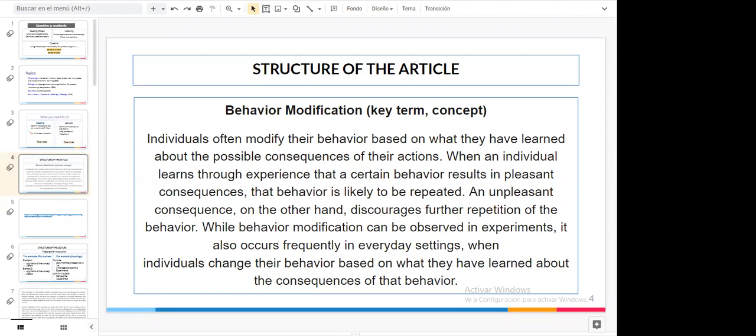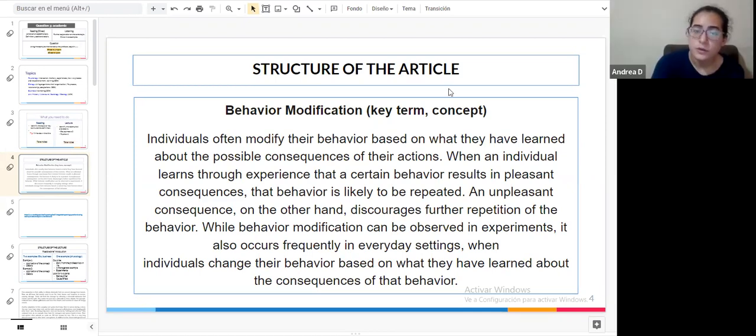Sorry, I'm struggling with my internet. Okay, so I'm saying, can any of you tell me what the definition of behavior modification is? So what is that? What does it mean? Or where is it in the text?